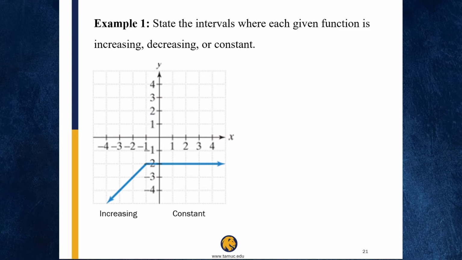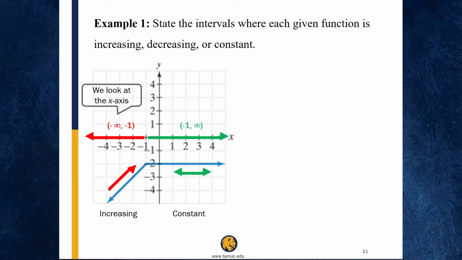So here's one graph, and we can see on the first part, it's going up as we move from left to right. That's where the graph is increasing. We're going to be looking at the x-axis to read off the numbers where it's increasing. It's increasing off to the left all the way up to -1. The interval would be called negative infinity to -1, where it's increasing. And then after -1, it's just a flat line, and so it's constant from there on out. As an interval, we say that's -1 to infinity.